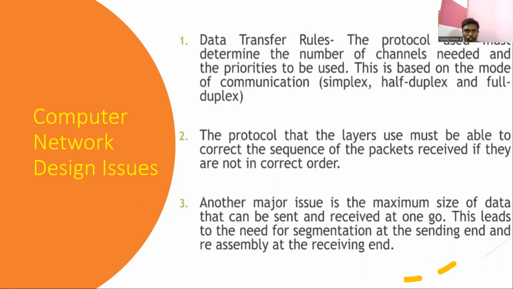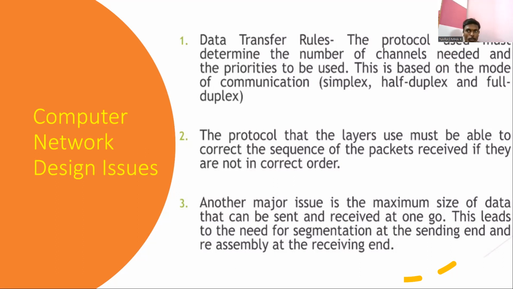This is based on the mode of communication: simplex, half duplex, and full duplex. Here, half duplex and full duplex refer to how the pipes are used for communication from one server to another server. If data can be transferred from one server to the other in one pipe only, it is full duplex. Or two pipes are required for communication from both the servers. This is full duplex and half duplex.